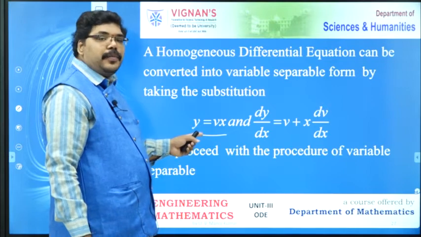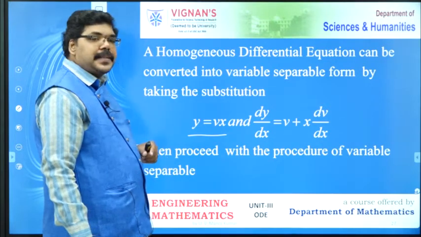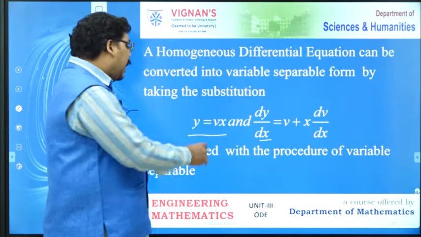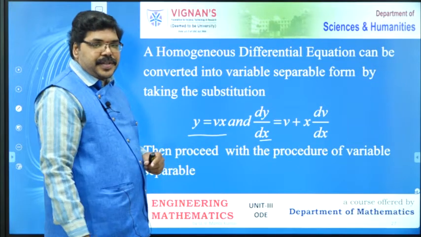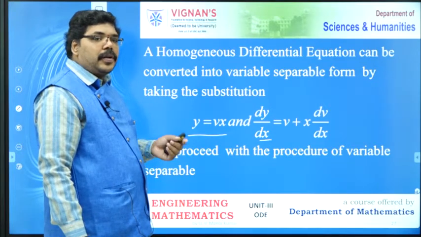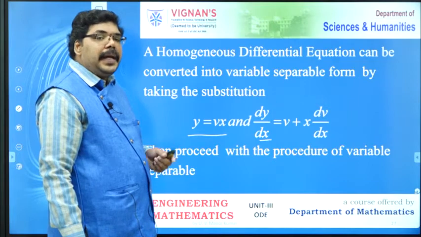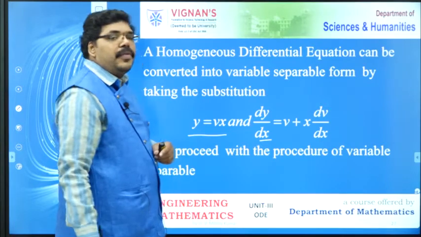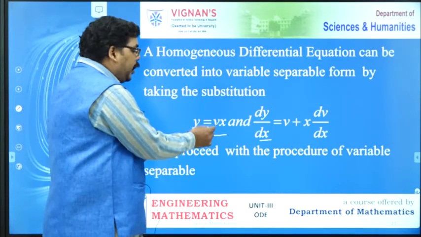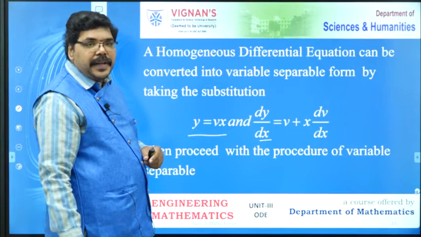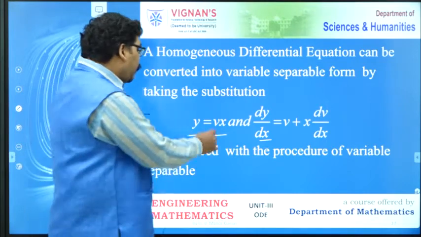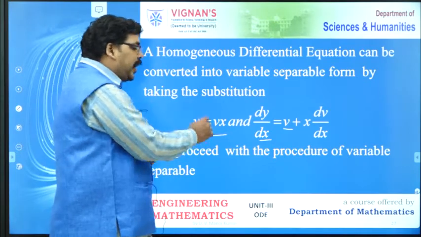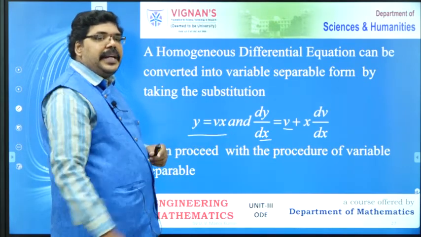If I differentiate it on both sides with respect to x, the derivative of y is dy by dx. On the right hand side we have a product of functions. So when a product of functions is there, we need to apply the UV rule, the product rule of differentiation. Applying the product rule, v into the derivative of x. What is the derivative of x? The derivative of x is 1. So v into 1, v, plus x into the derivative of v, x into dv by dx.